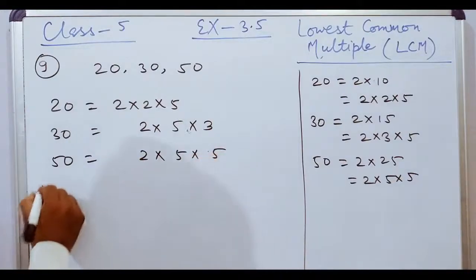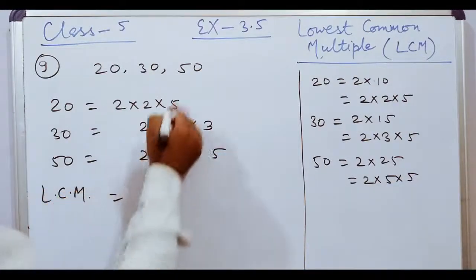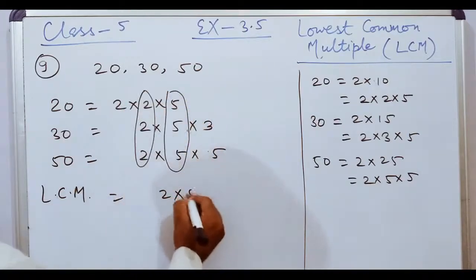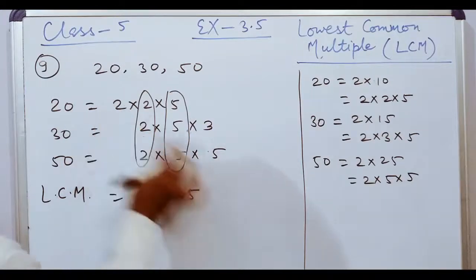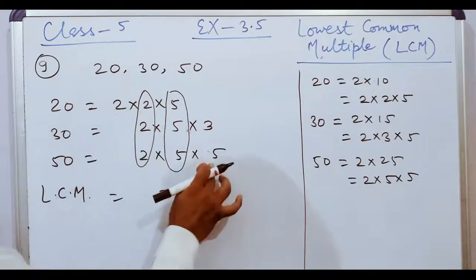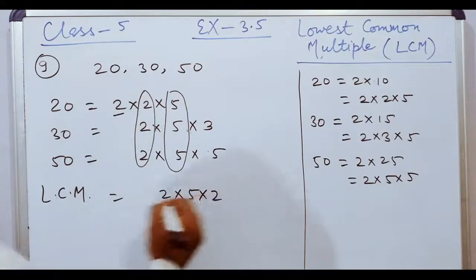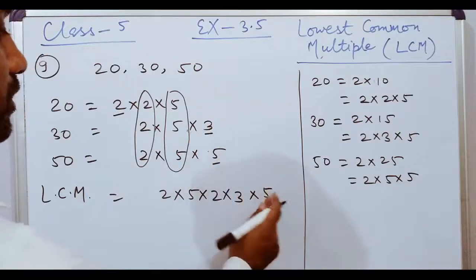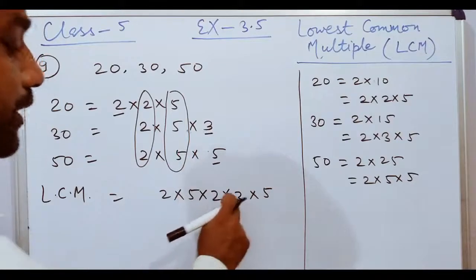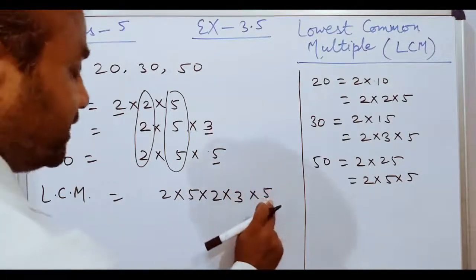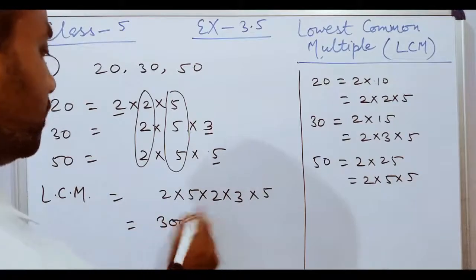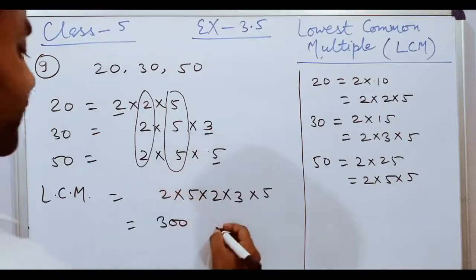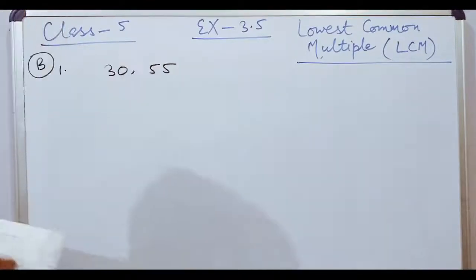Now LCM. The common factor we have to write once, so 2 into 5. Remaining: see, no common, there is a single 2 here, 3 here but not here, then 3, then 5. 2 fives are 10, 2 tens are 20, 3 twenties are 60, 5 sixties are 300. Again 5 threes are 15, 2 fifteens are 30, 5 thirties are 150, 2 times 150 is 300. 300 is the LCM.